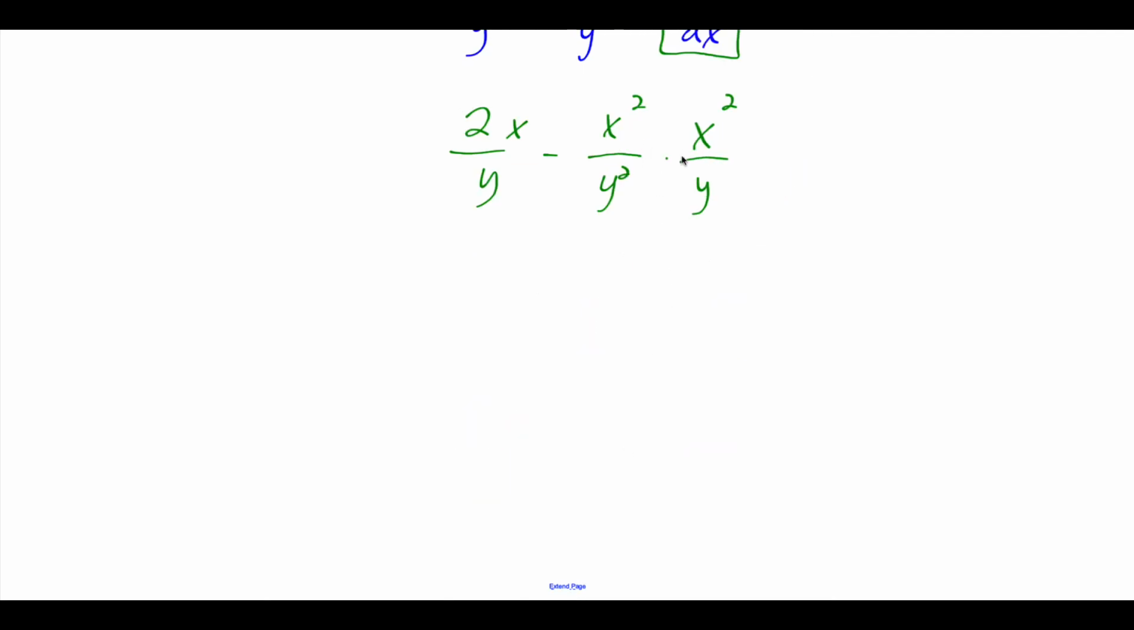Now if we multiply these pieces together on the back end, this will say 2x over y minus x to the fourth over y cubed. So this is our second derivative of that implicit function.